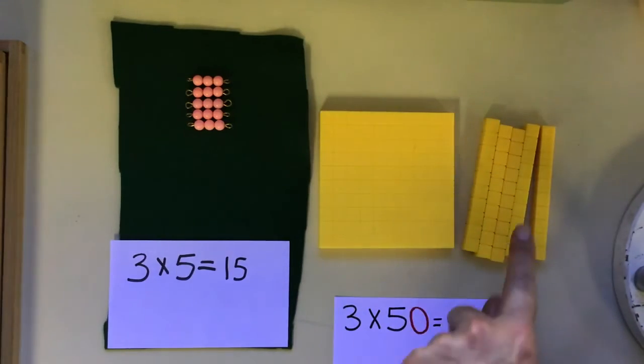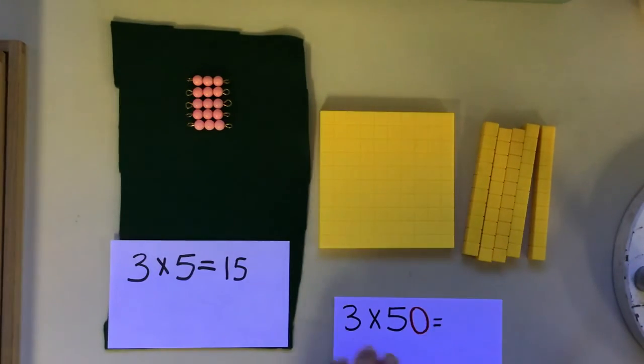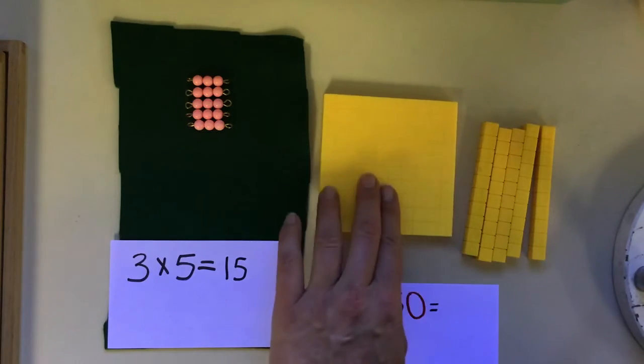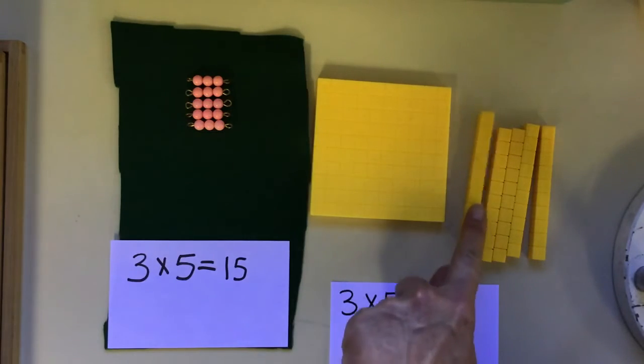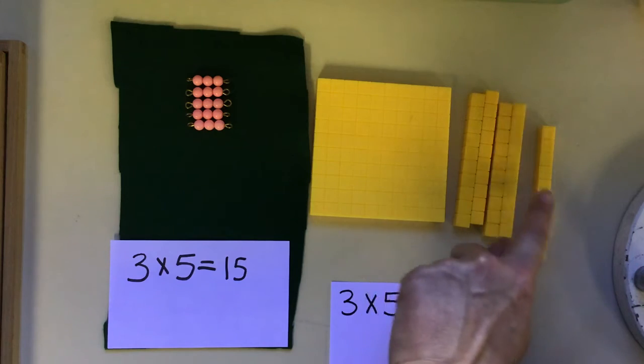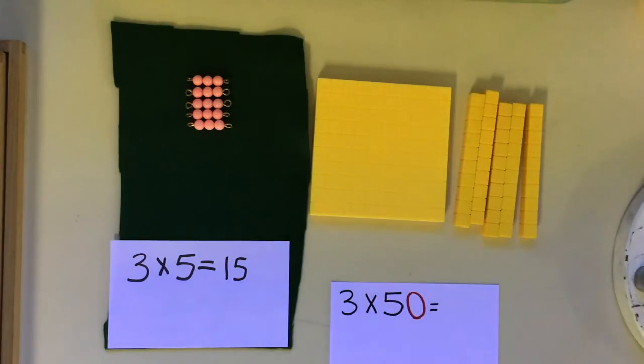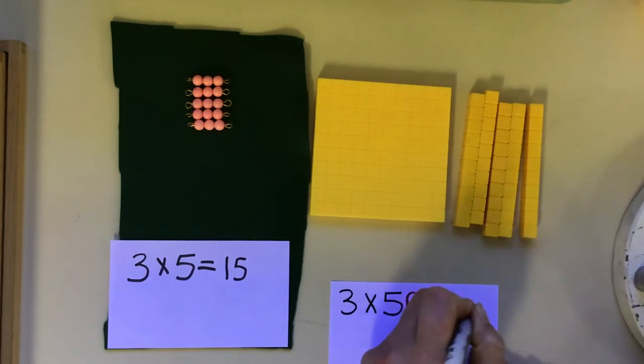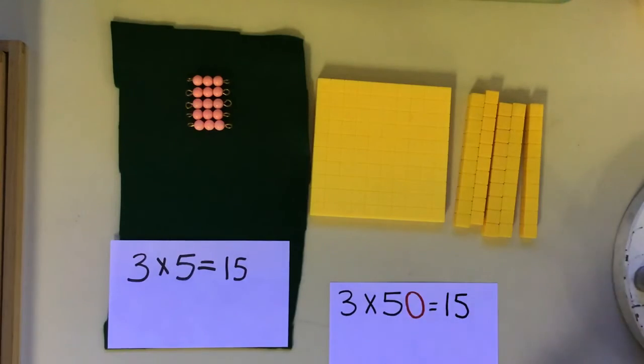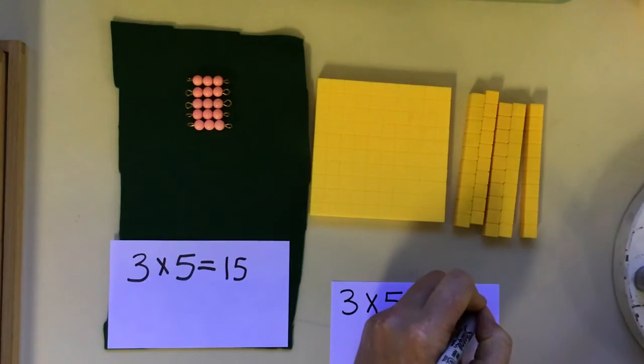Do you think we have enough to make another group of 10? No, I don't think so either. So let's count what we have. We have 100 and 10, 20, 30, 40, 50. So our answer is 150.